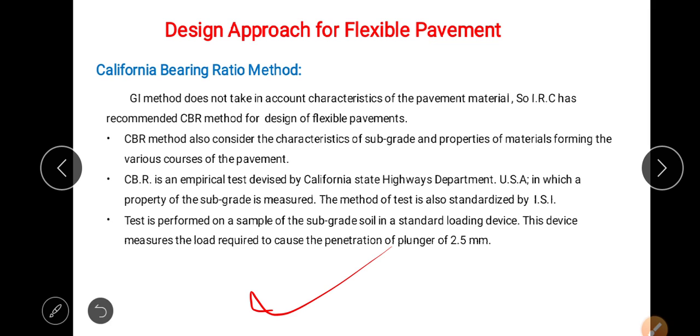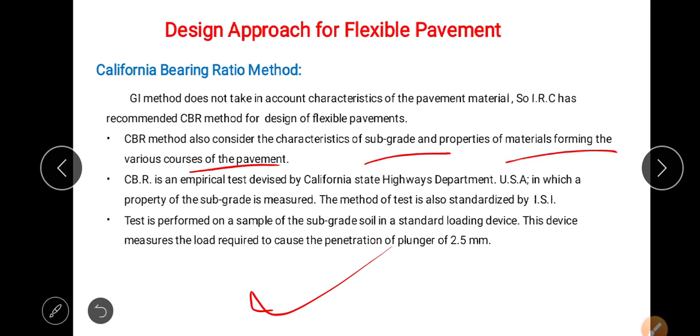Researchers have undertaken so many research works and found that the flexible pavement shows good behavior if it is designed based on strength parameters, and it would really serve the purpose for the society after it is constructed. So the CBR method also considers the characteristics of the subgrade and properties of materials forming the various courses of the pavement.